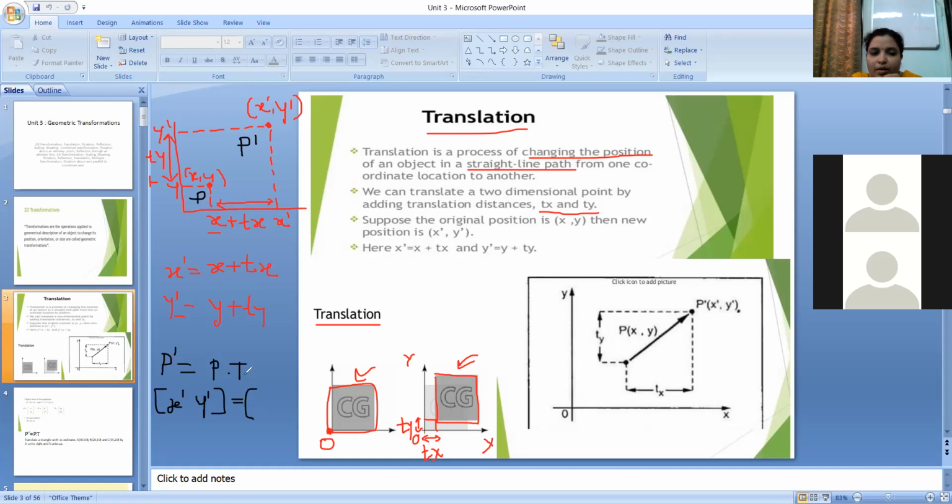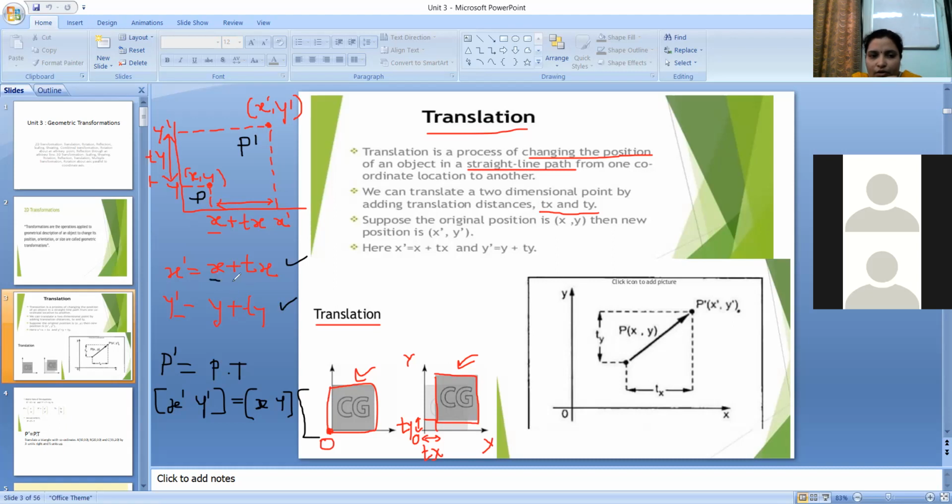Then P can be represented as x comma y, because x, y are the original coordinates with me. Now, what can be your T matrix, so that ultimately I am going to get the relation between these two as this. What do I have to write here so that I get the expressions for x dash and y dash in this form? Okay.